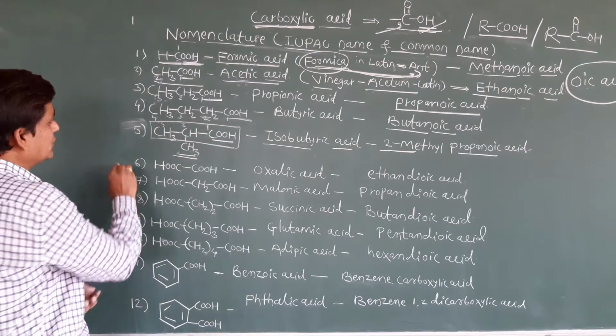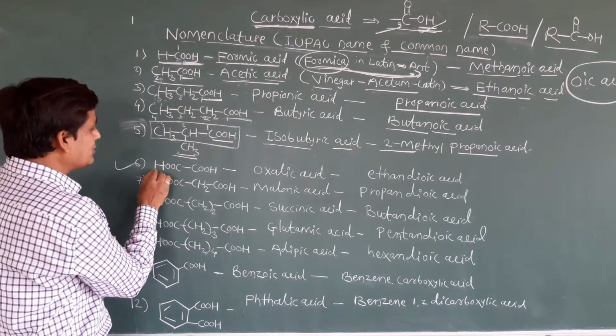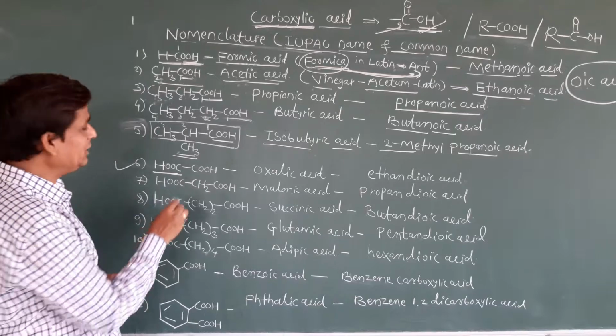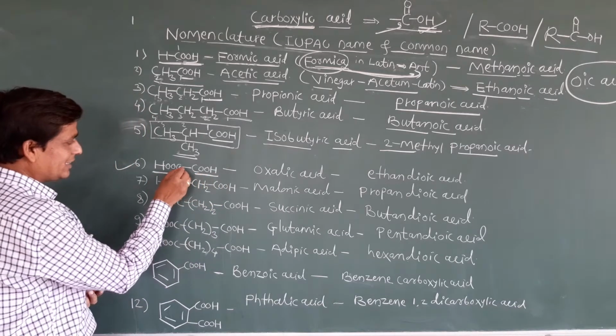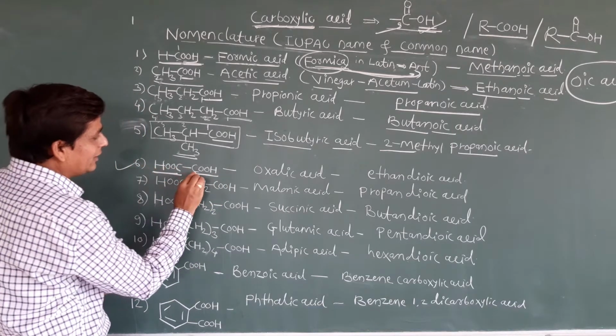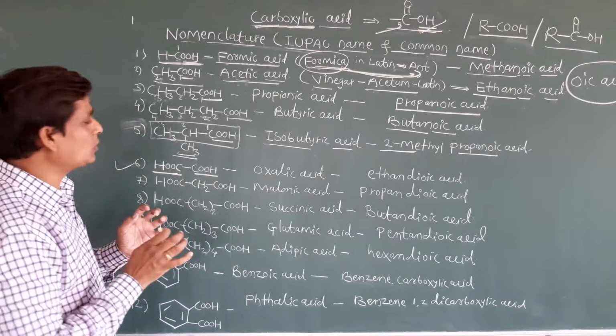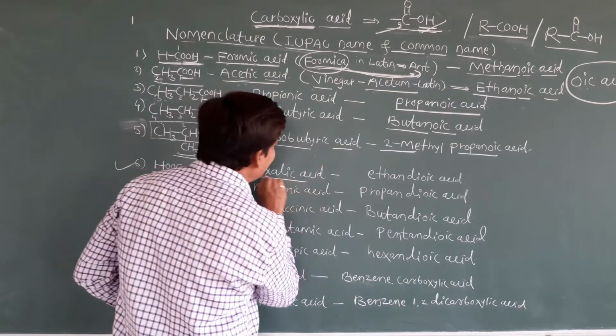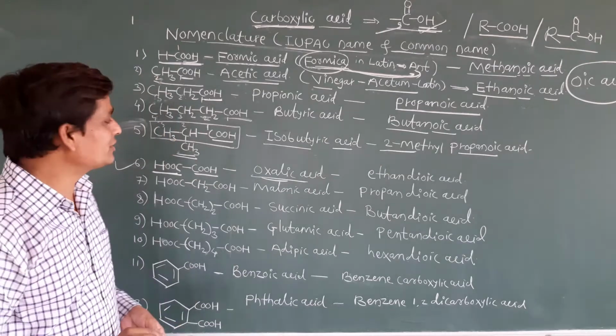See another example, students. So here I am attaching 2 carboxylic groups. COOH, and here also COOH. Just check it. When 2 carboxylic acids join, we say it is oxalic acid. We say it is oxalic acid.